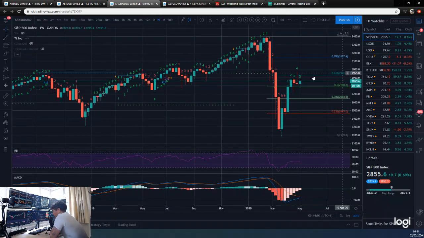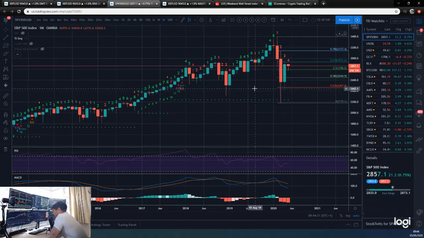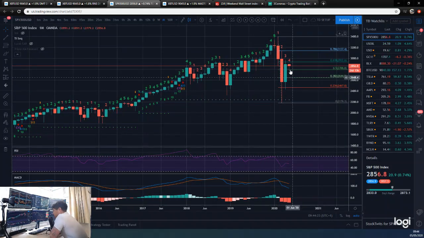Weekly again, we're on a green 5 in the quarter count, so we could potentially get some more upside to reach a 9, or we could probably turn around here. If we then get the red 2 trading below a red 1, we can look to enter sell based on the weekly chart. And then monthly is still only on the 4 count.